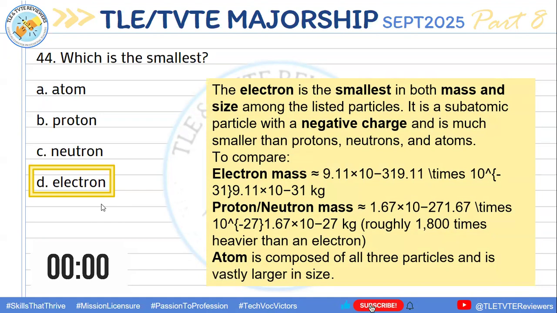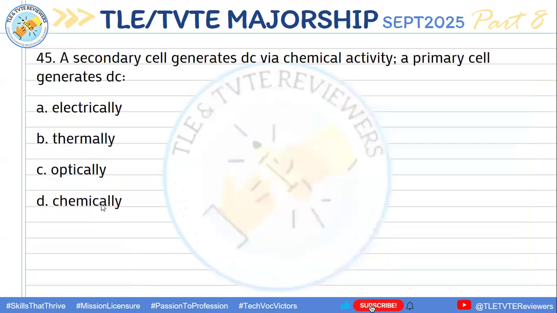To compare, for electron mass, you can read that, and for proton or neutron mass, and then the atom. An atom is composed of all three particles and is vastly larger in size and mass than the electron, proton, and neutron. So answer letter D, electron.